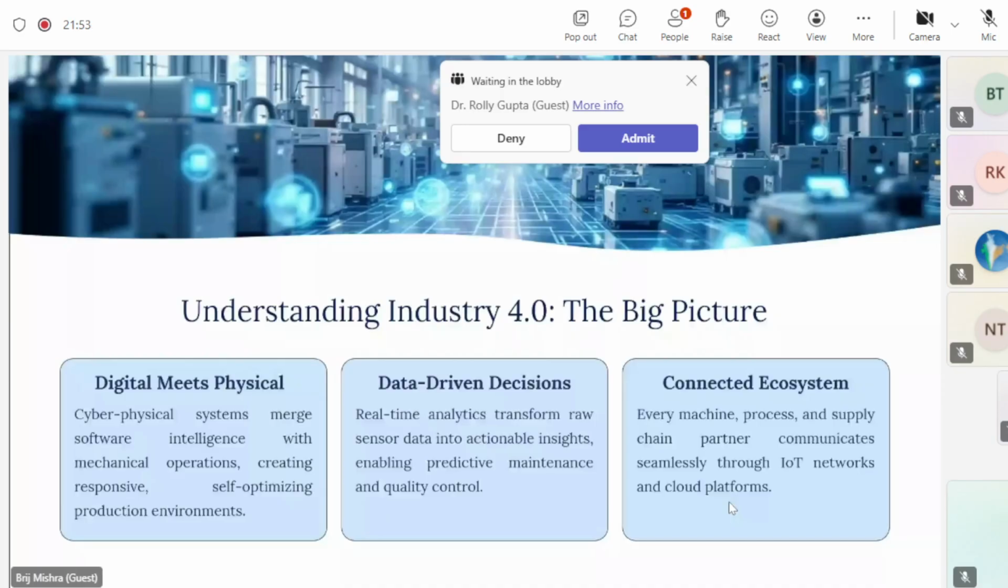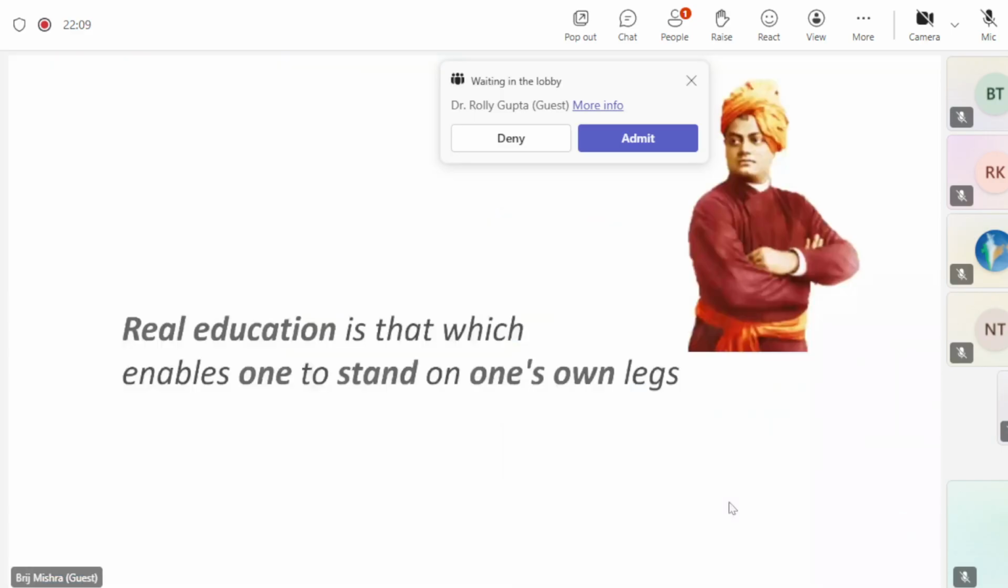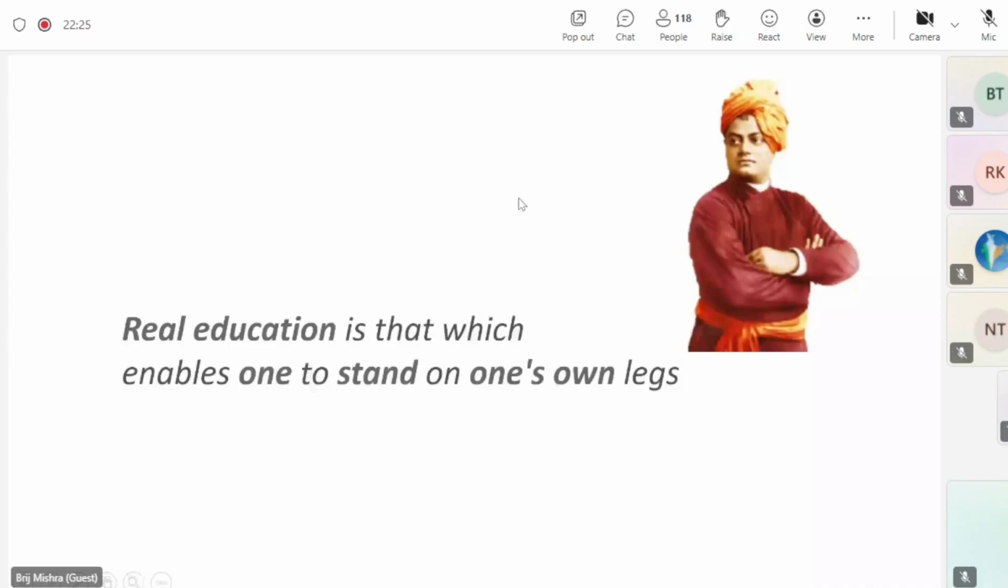So let's try to understand how academia can play a critical role to cope up with Industry 4.0, and not only to cope up, but to participate and enhance. I would like to read this quotation by Vivekananda. Real education is that which enables one to stand on one's own legs. This quote was given by Swami Vivekananda.